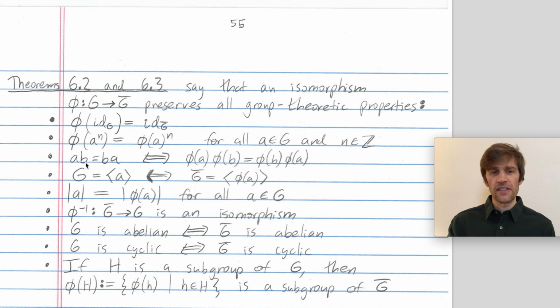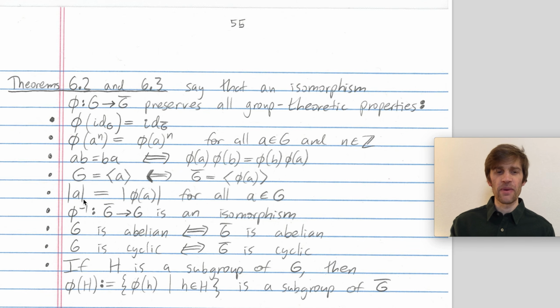Two elements, A and B, commute in our first group, G, if and only if their images, phi of A and phi of B, commute in our new group, G bar. G is cyclic, generated by an element A, if and only if G bar is cyclic and generated by phi of A.